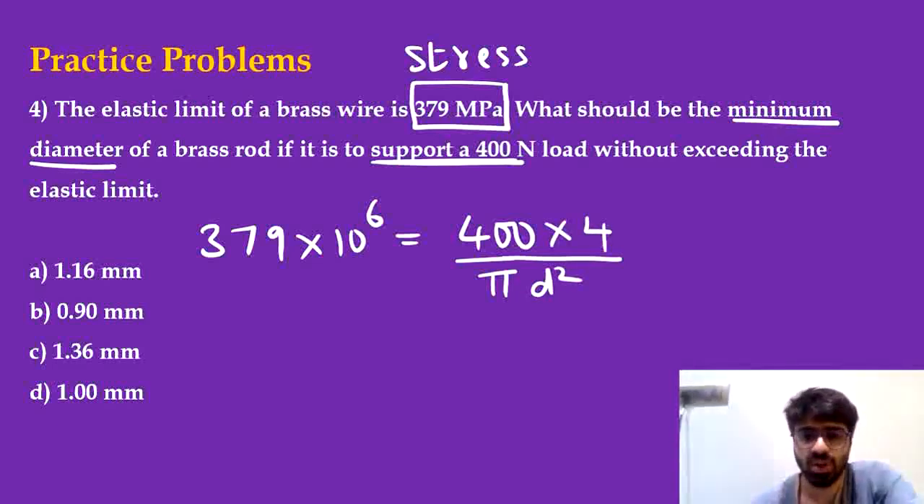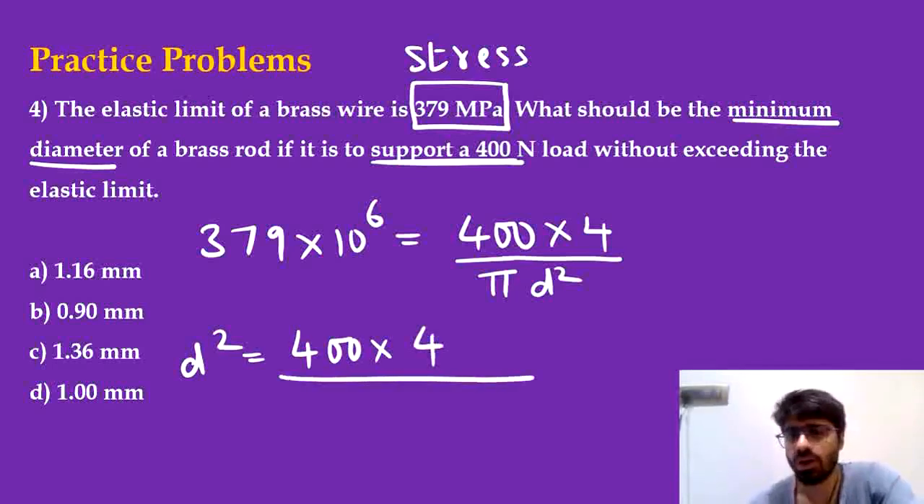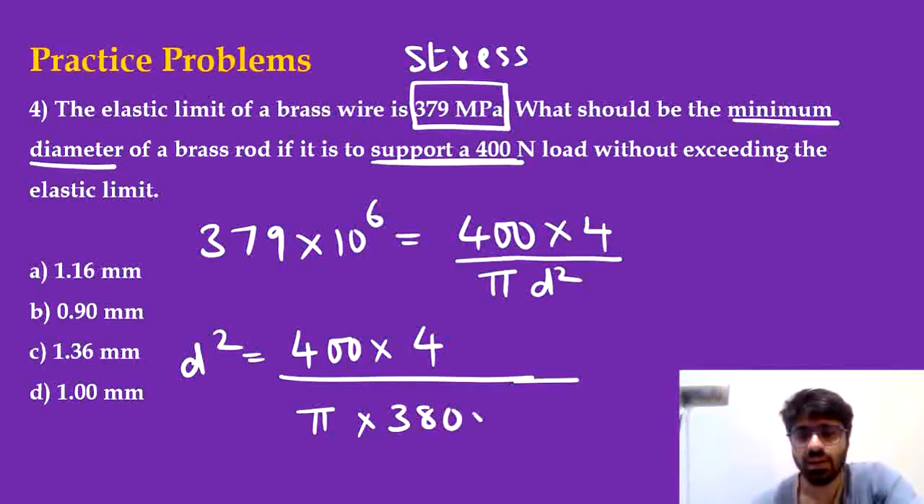Now we need the diameter, right? So we take that d square on the left. So we have d square as 400 into 4, divided by, we have a pi term with us, multiplied by 379. Let's just write it as 380 into 10 to the power 6. Well, what if we take a small approximation there? If this is 3.14, I am approximating this with 3. So I am reducing the value of pi slightly, and if I am reducing the value of pi slightly, I can increase this value slightly and make it 400.